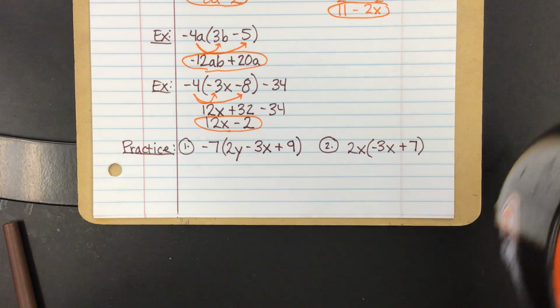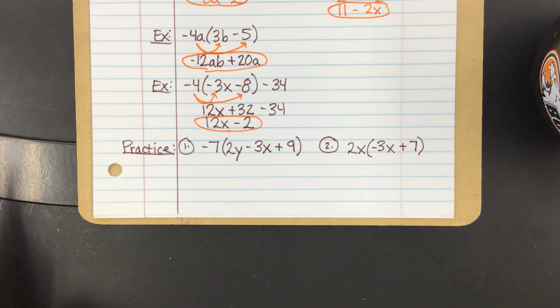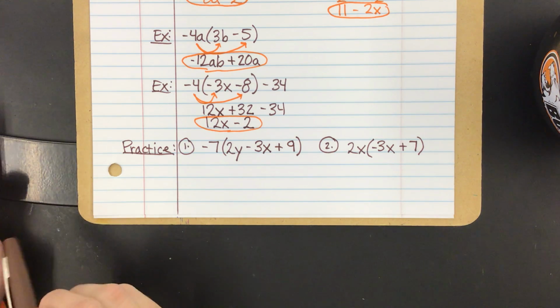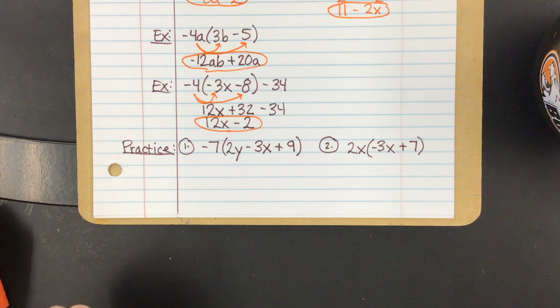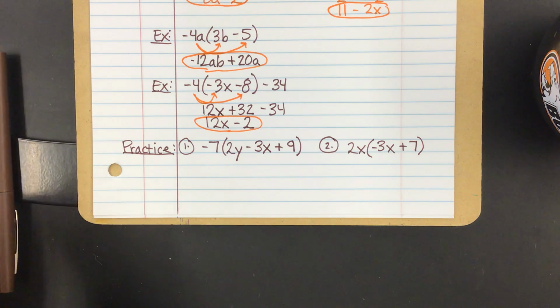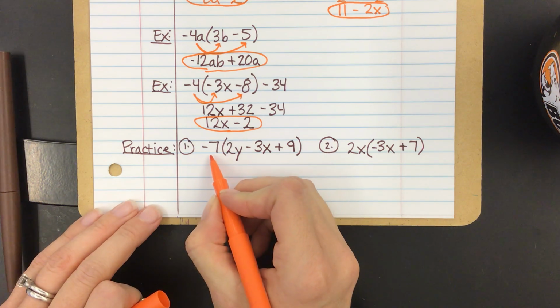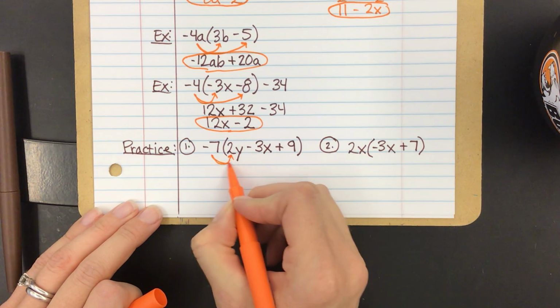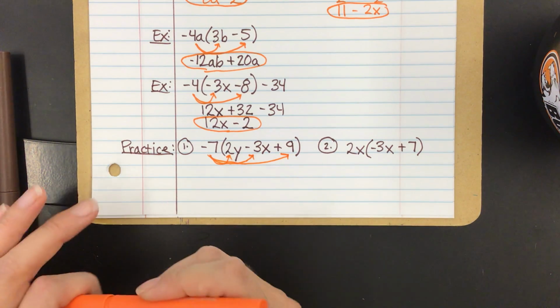Okay, did you guys get some answers? Maybe? Okay, Shauna, go ahead. Plus what? Okay. Anybody else? Okay. So we are going to be multiplying everything times -7. Are you guys afraid to share your answers?